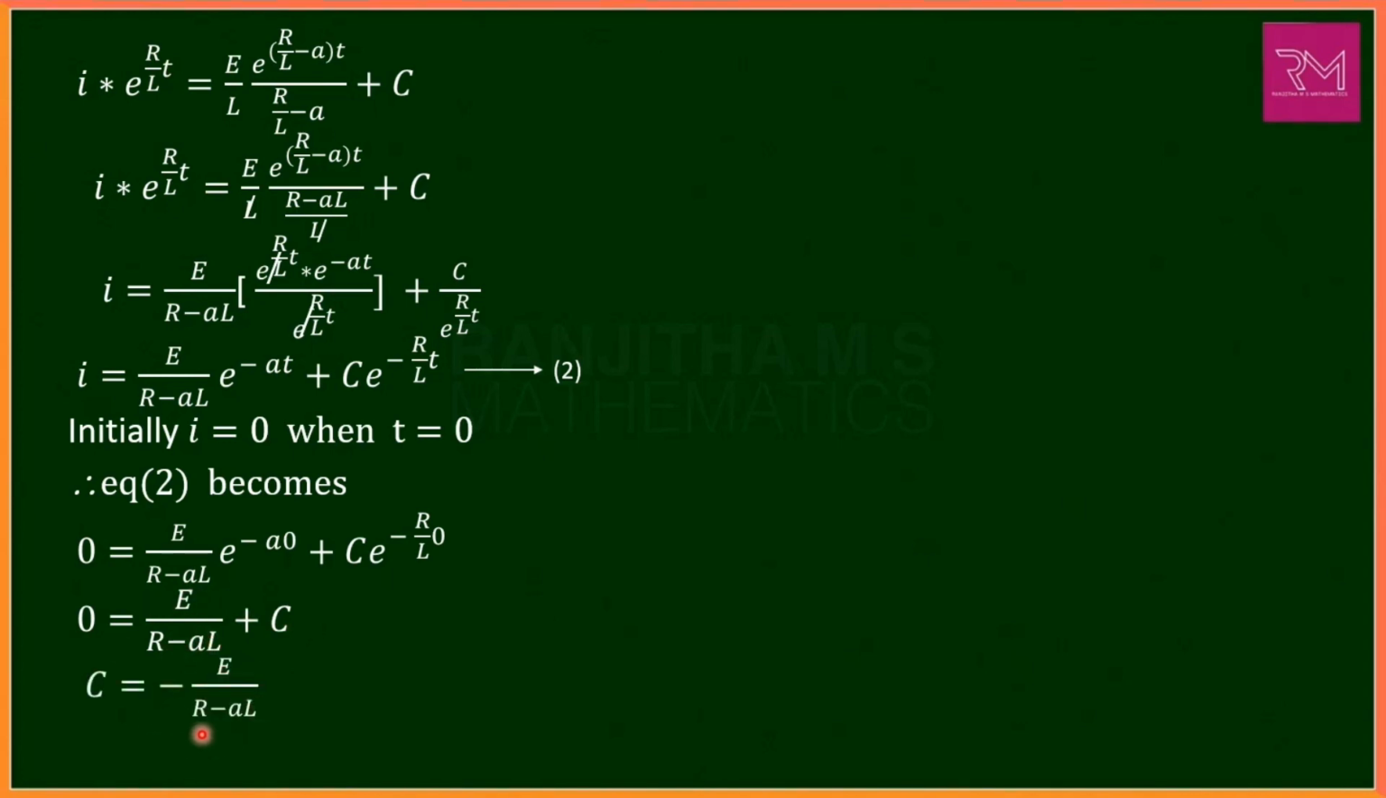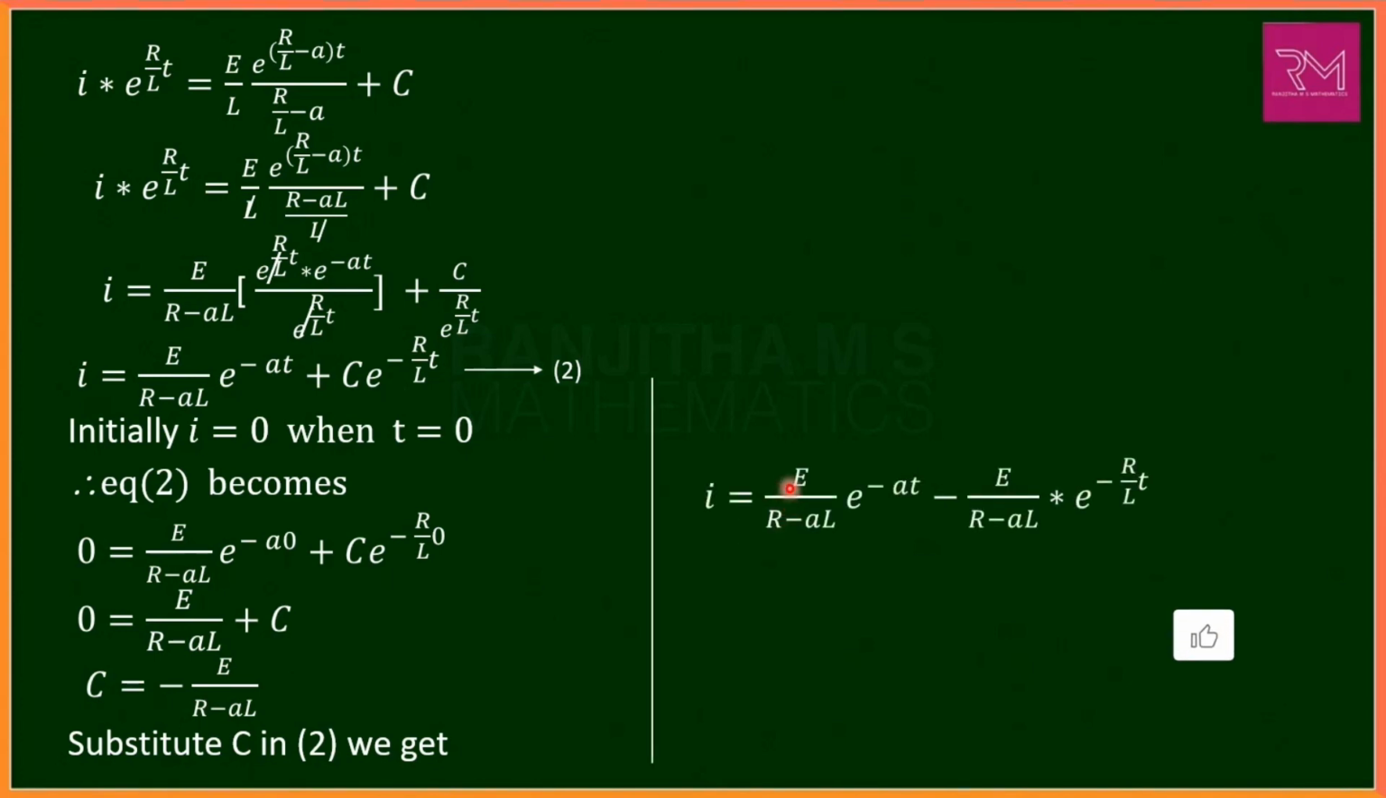So if we take this value to the left hand side, we get the value of c as −E/(r − aL). Next step, substitute this c value in equation number 2. We get I equal to E/(r − aL) into e^(−at) plus, in the place of c we substitute −E/(r − aL), so plus into minus becomes minus E/(r − aL) into e^(−rt/L) as it is.